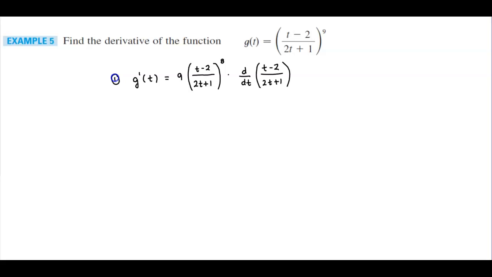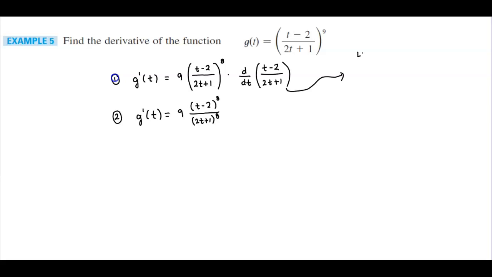So what are we going to do? Well, step 2, okay, we know that we have g prime of t, which is equal to 9, and then we have (t minus 2) to the 8th divided by (2t plus 1) to the 8th. And now we need to find the derivative of this. Now remember that we're finding a derivative of the quotient.